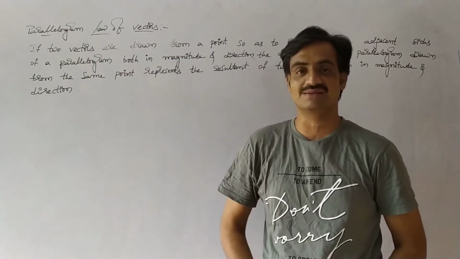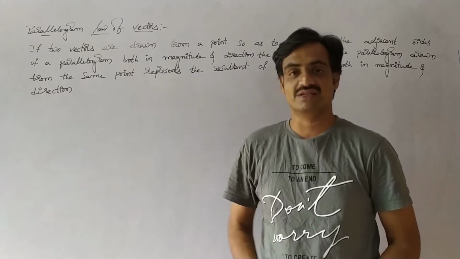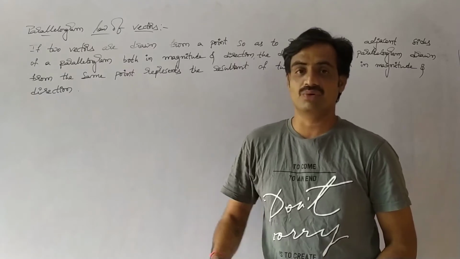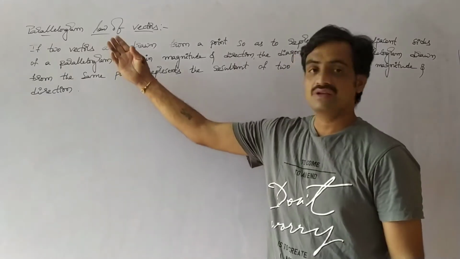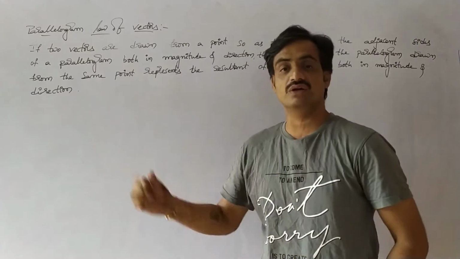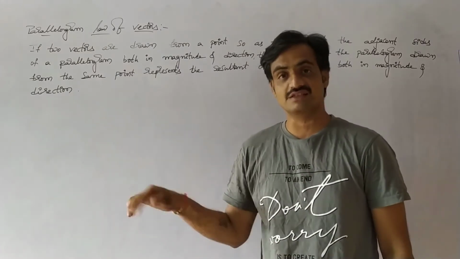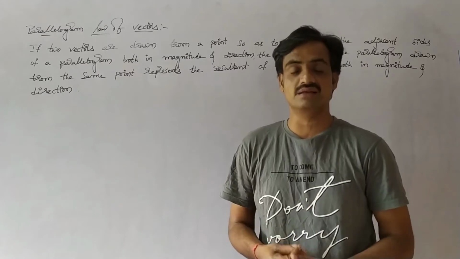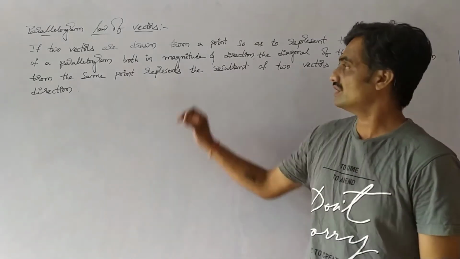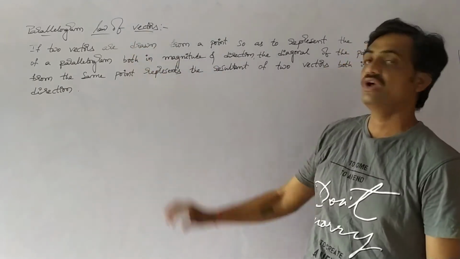Today we are going to discuss the addition of vectors based on the parallelogram law, the triangle law, as well as the polygon law. In the case of the parallelogram and triangle laws, we add two vectors, whereas in the case of the polygon law we add the vectors when more than two vectors are given. So now let us discuss the parallelogram law of vectors.